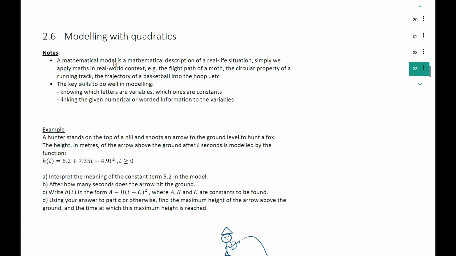Okay, we're not walking on a bridge. We're not doing catwalking. So a mathematical model is a mathematical description of a real-life situation. Simply, it means we apply maths in a real-world context. For example, the flight path of a moth.